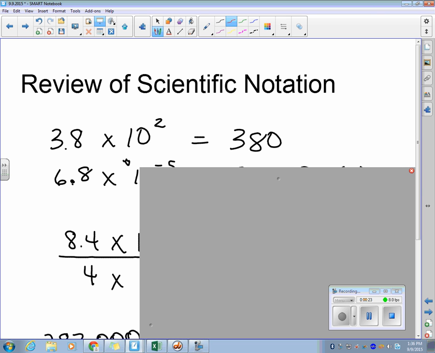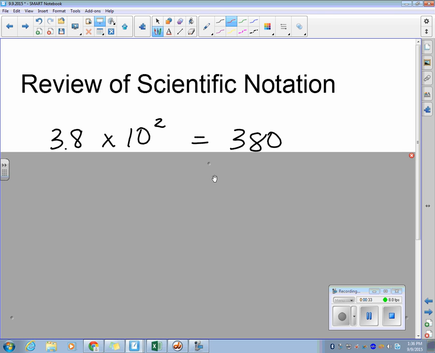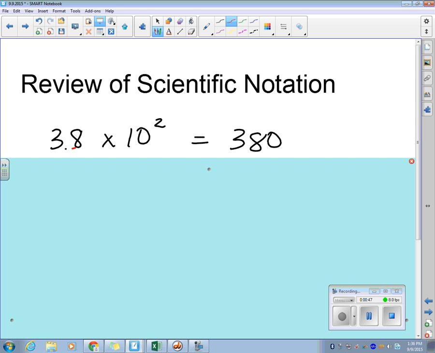3.8 times 10 to the second. And that one's kind of small enough that you won't have any problem using your calculator. The exponent, you see, means that you're going to move the decimal this many times. So scientific notation, by definition, is a number between 1 and 10 times a power of 10.